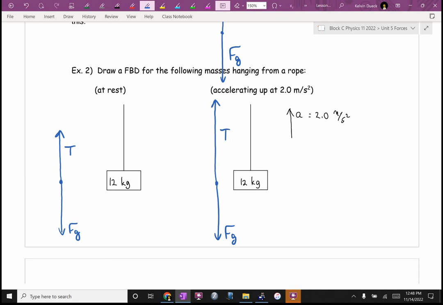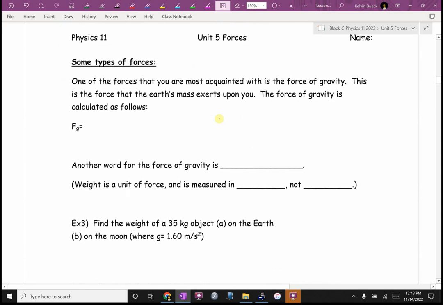This is going to allow us, from a good free body diagram, to derive our equation unique to each situation and then start to analyze situations. Turn the page.